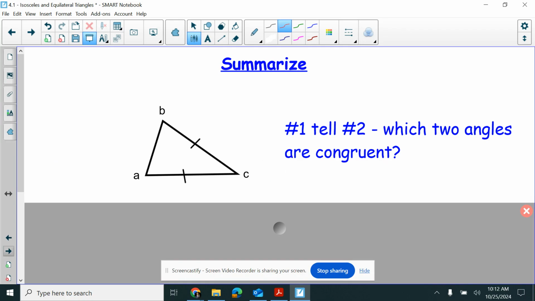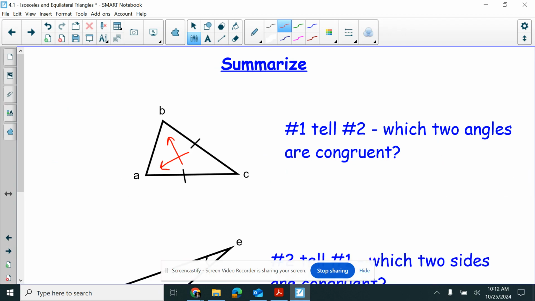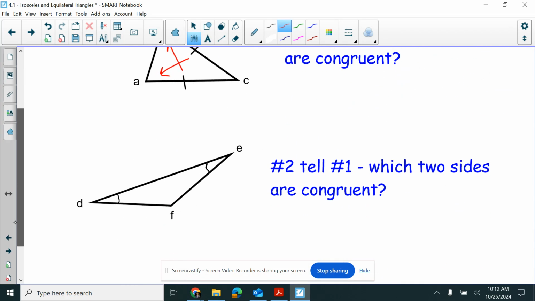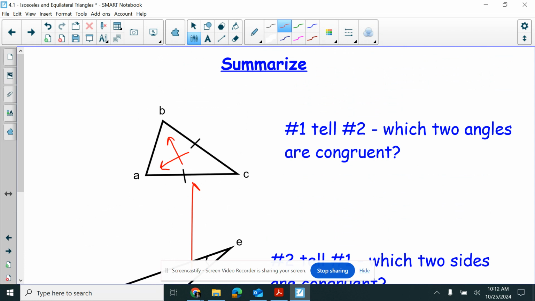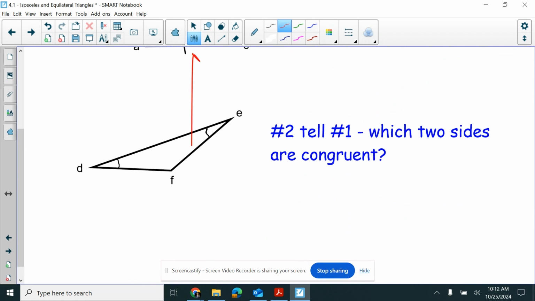Just make sure that you are aware that even if the isosceles triangle is on its side, you can still identify the congruent angles. So it's always the two angles that are across from the congruent side. So in this example, A and B would be congruent. And same thing if we're starting with two congruent angles, the two congruent sides would be across from those angles. So this side and this side would be your congruent sides.